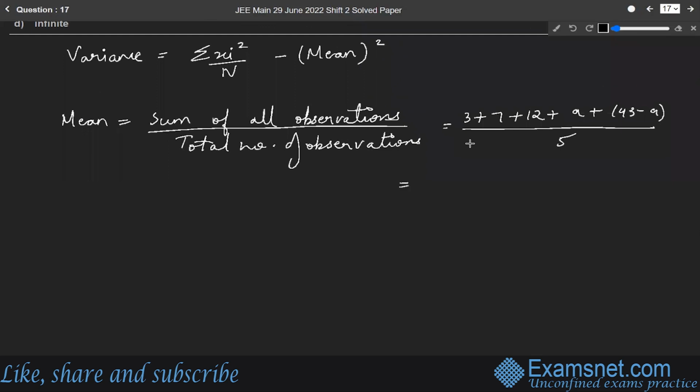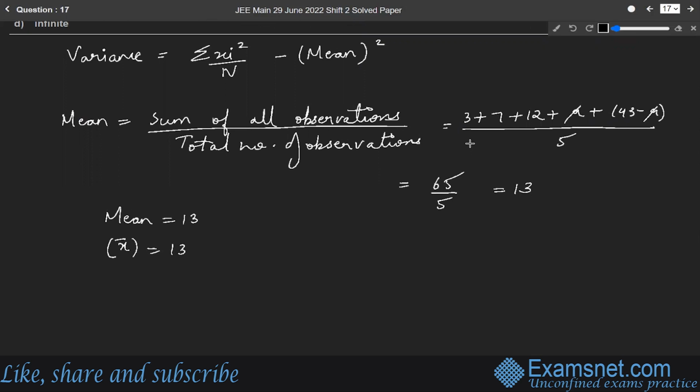10 plus 12 is 22, right? 22 plus 43 will be 65. And this plus a and minus a will be cancelled. So 65 by 5 is equal to 13. So we can say that mean is equal to 13. Mean is also denoted as x bar. So x bar is equal to 13.